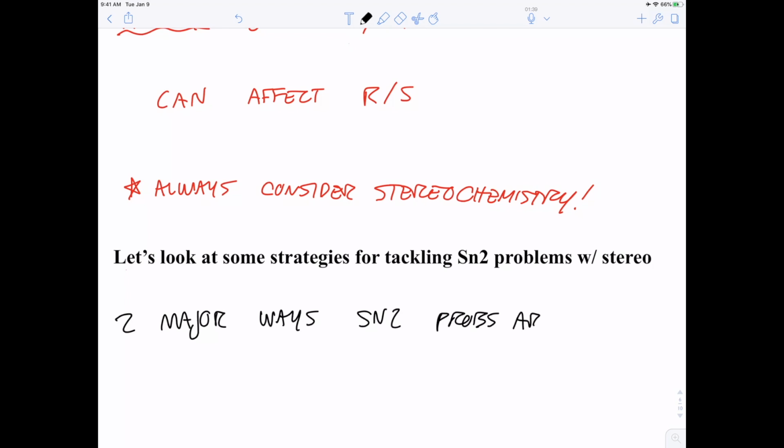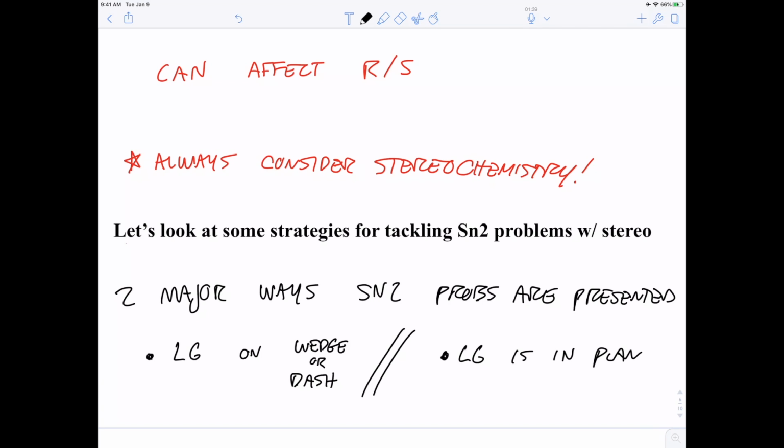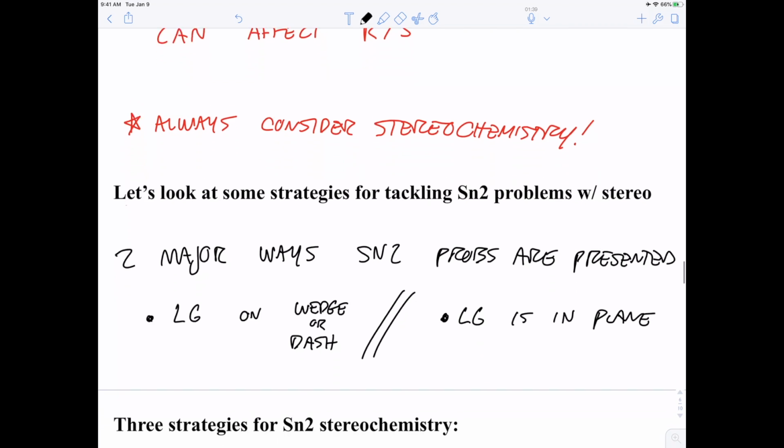And so the difference between those 2 ways that they're presented is just the stereochemistry, or the way your leaving group is represented. So the first one is if your leaving group is on a wedge or a dash. That's the nice, easy case scenario. Or it'll be your leaving group is in the plane of the page. And that's a little bit more tricky, but I've got some good strategies for you to get around getting stuck on that. So let's look at my strategies.